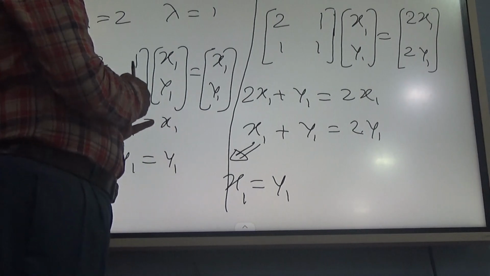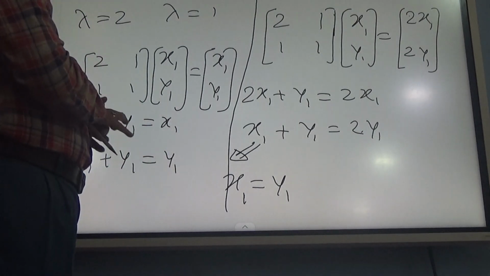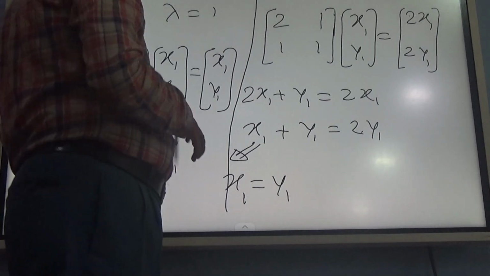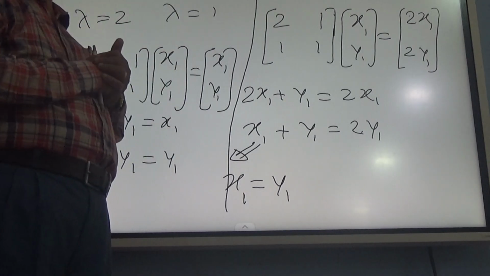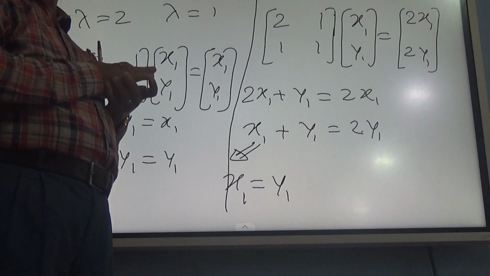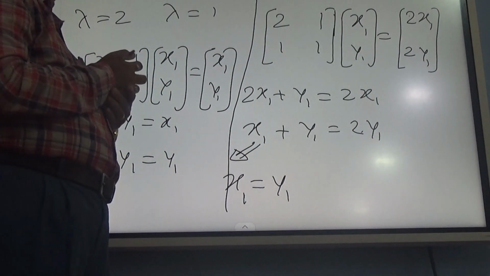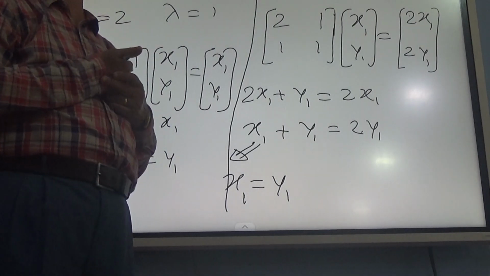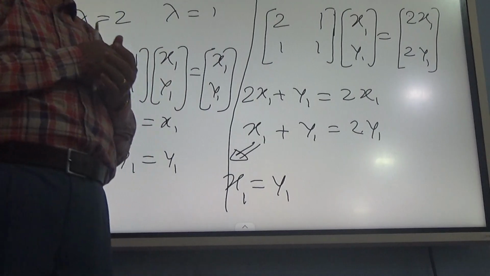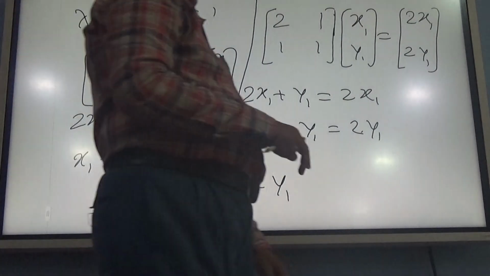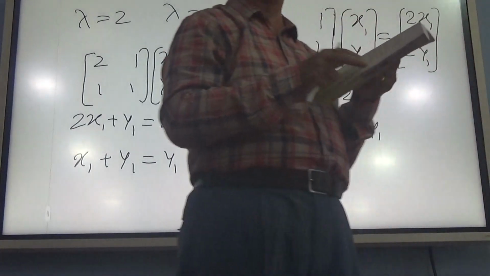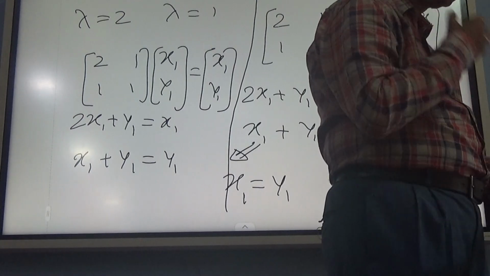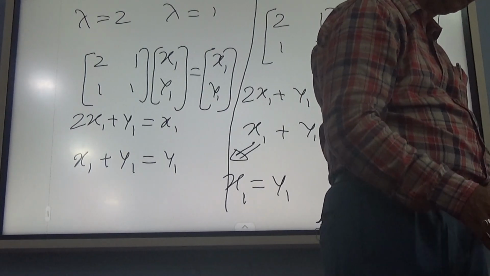The question now is, for lambda equal to 2 and for lambda equal to 1, is it possible to get x1, y1 such that it is a non-zero vector? Is there any x1, y1 that gives that? Yes or no? We take another example, so let us keep this pending. We take another example and we'll find out.